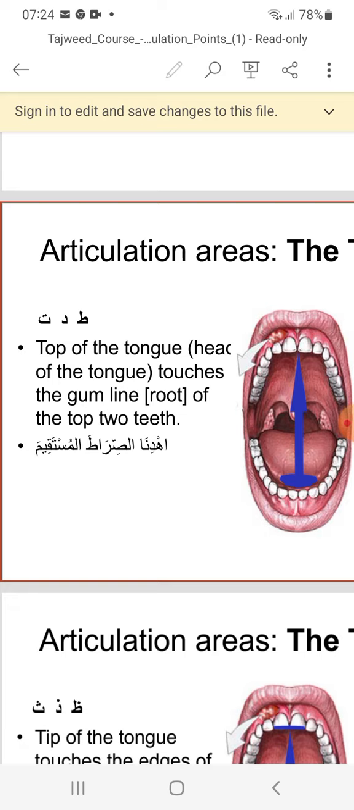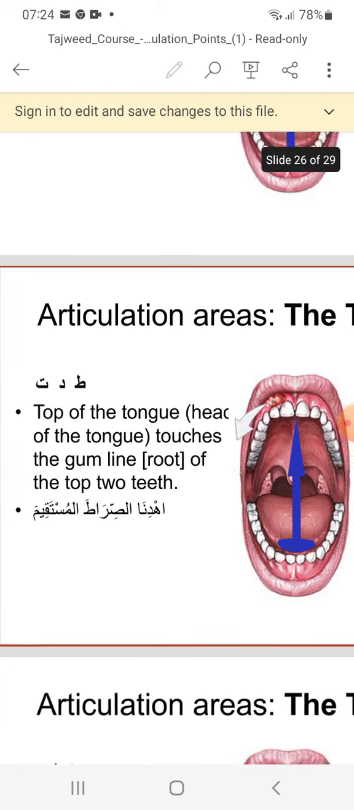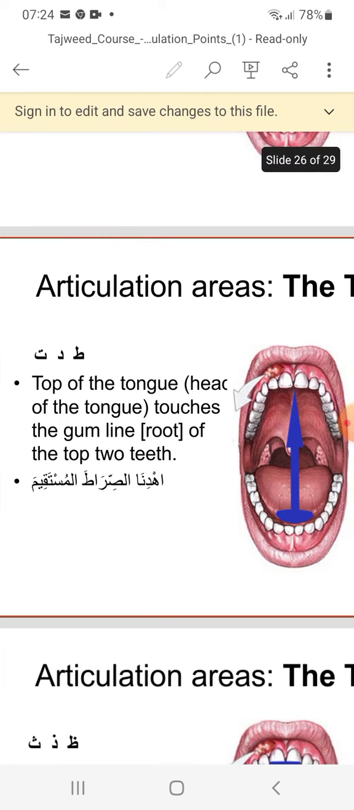The last letter is the letter ta. What are the common mistakes for this letter? Here, the common mistake that some people may make is adding sin to the ta. And as I told you, we already dealt with this. We are not putting the tongue down, because if you put it down, it will go to the sin place, while it should be put only on the roots, or we can say the gum line of the upper two teeth. So that's why it will be mixed with sin in some cases.